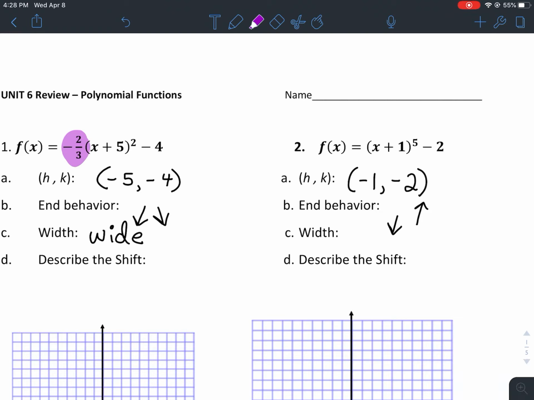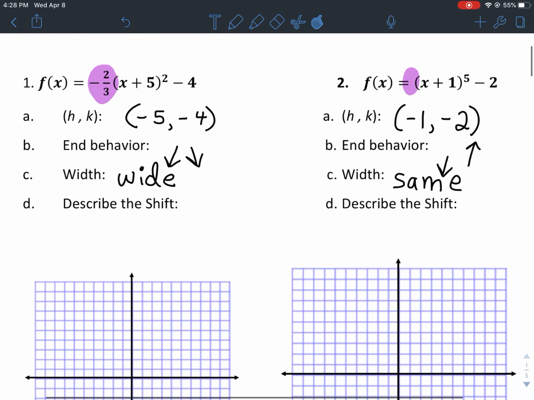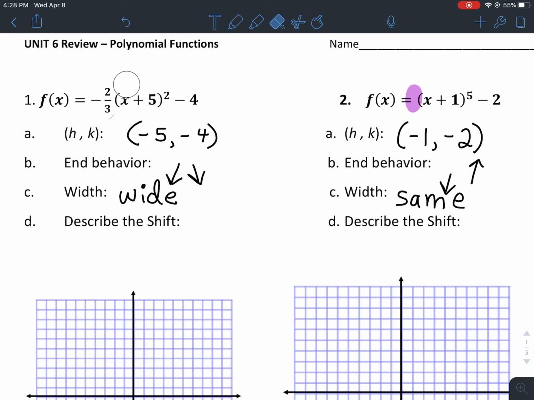Now, if we look at number 2, we notice there is no number there. It's an invisible 1, so it's not going to be wide or narrow. It's just going to stay the same. And then if that number was, say, for example, 5, 5 is bigger than 1, so we would say it was narrow. And then we're going to describe the shift here.